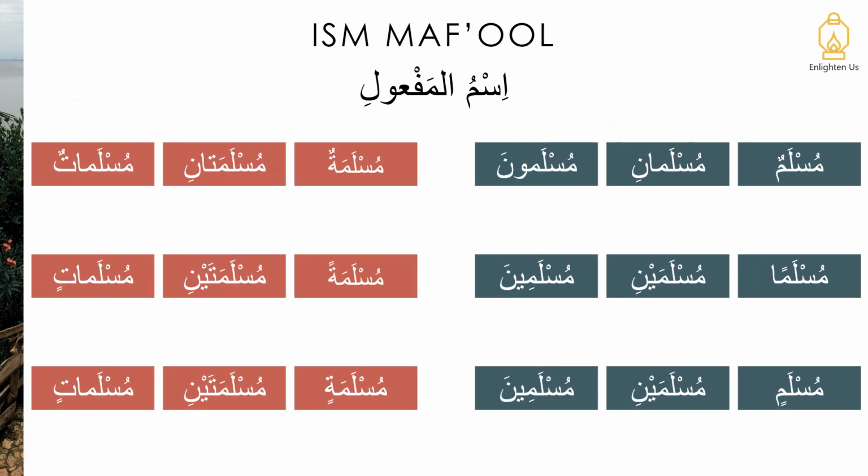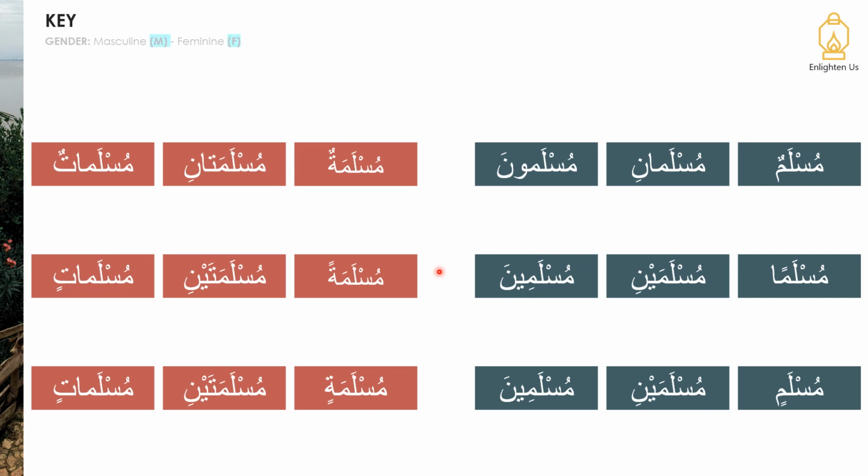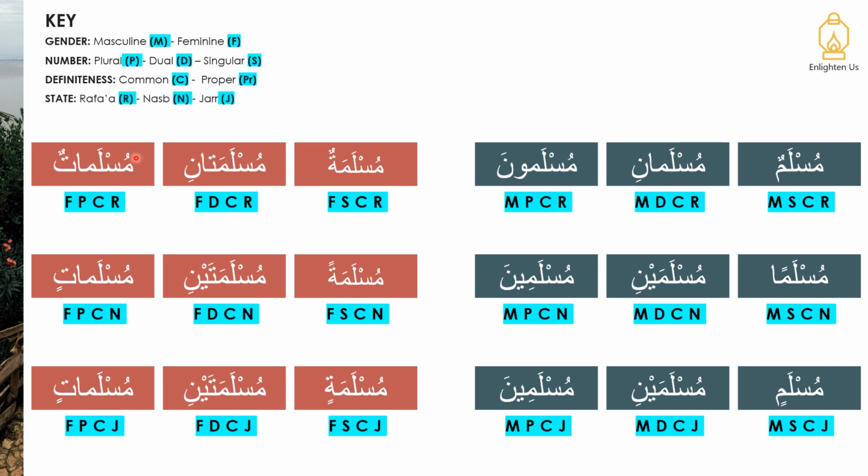And now for the ism maf'ul, and we are expanding on the word muslimun. So muslimun, musliman, muslimin, muslimani, muslimaini, muslimuna, muslimina, and for the feminine, muslimatun, muslimatan, muslimatin, muslimatani, muslimataini, muslimatun, muslimatin.